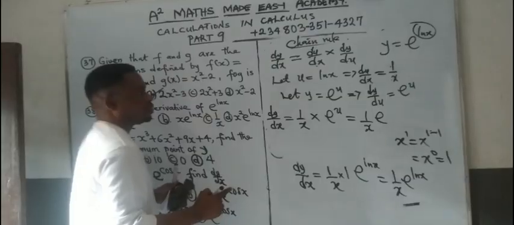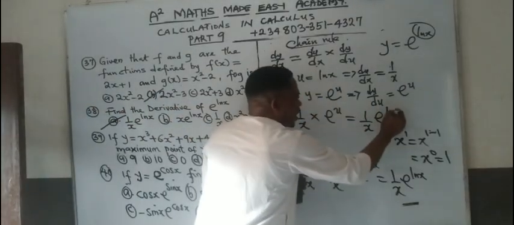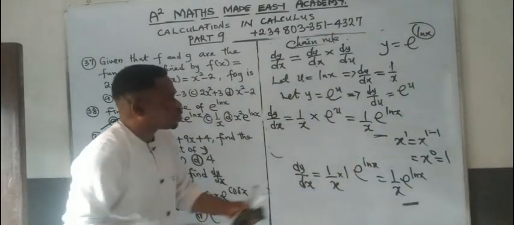Then substitute for u. What is u? u is ln x. And that is the final answer. I want us to correspond these two answers.